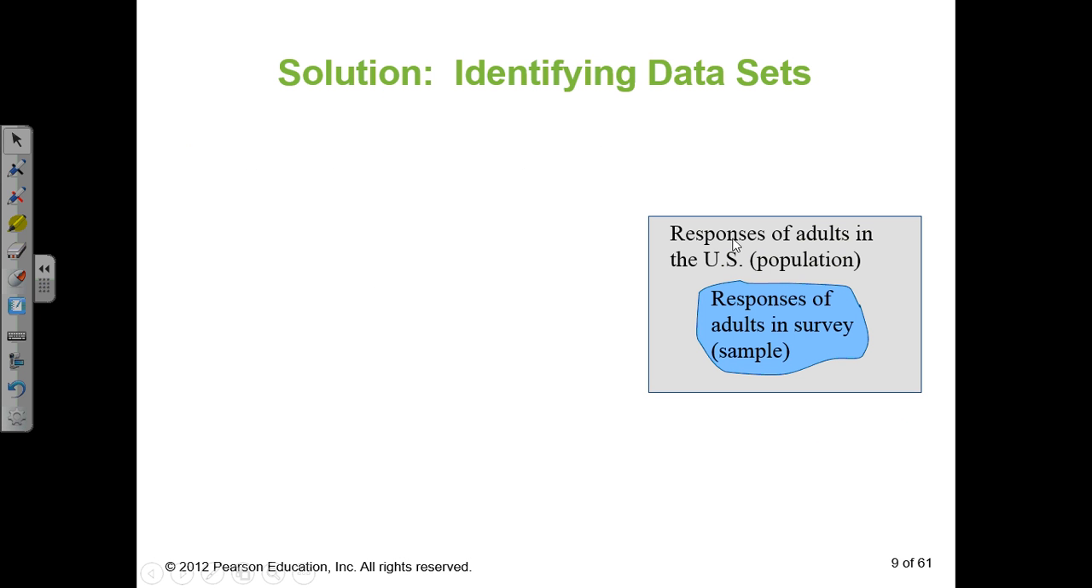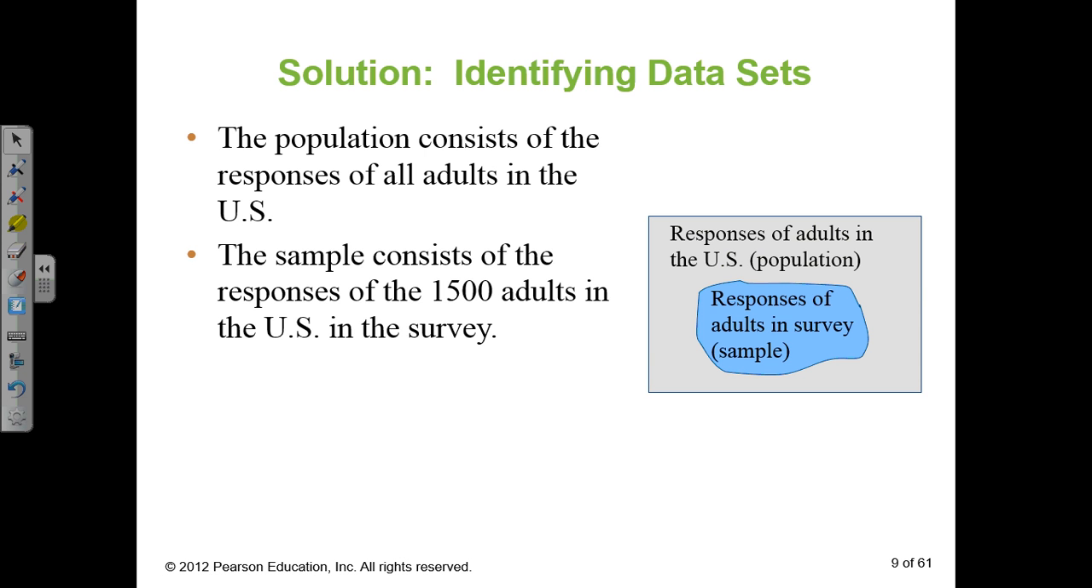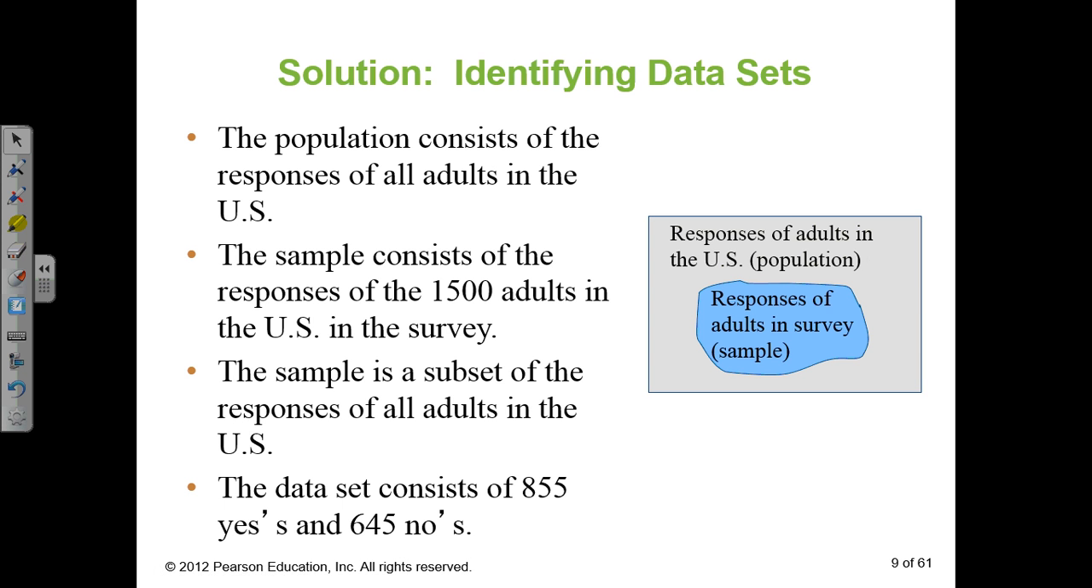So the population consists of responses of all adults in the U.S. The sample consists of the 1,500 adults in the U.S. who answered our survey. As the sample, you notice, is a subset here, a subset of the larger population of U.S. adults. Now the data consisted of 855 yeses and 655 noes, but that's the data set. That's not the population or the sample.